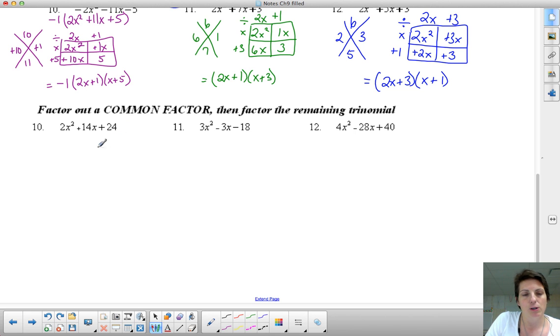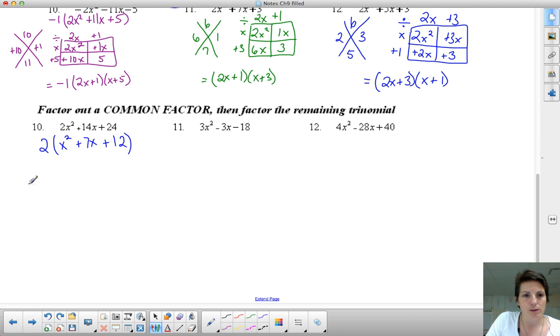2 in common. So when we do this problem, the first thing we're going to do is pull out that greatest common factor. So the greatest common factor is 2, no x's because that 24 is a constant. And when we pull out that 2, we're left with x squared plus 7x plus 12. Now this greatest common factor that we pulled out, it's just going to come along for the ride. We're not going to do anything else with it except write it in our answer.